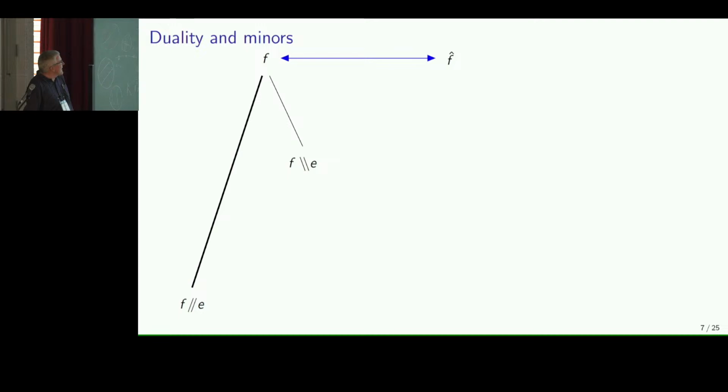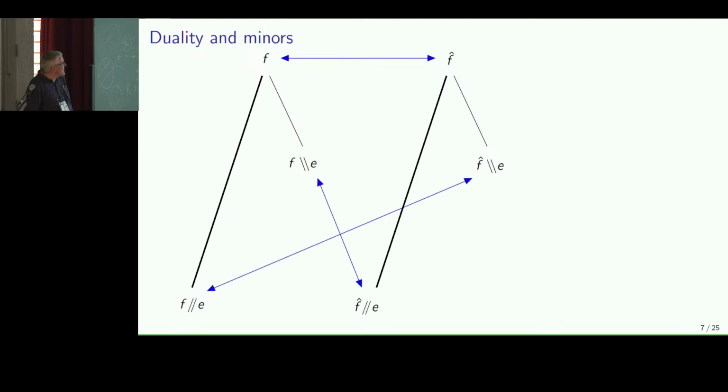Duality and these minor operations work well together. As I mentioned, duality in the binary function world is the Hadamard transform, and we can imagine doing minors on each side. The relationship between them is exactly the usual relationship, where doing duality and then contracting is the same as first deleting, then doing duality.